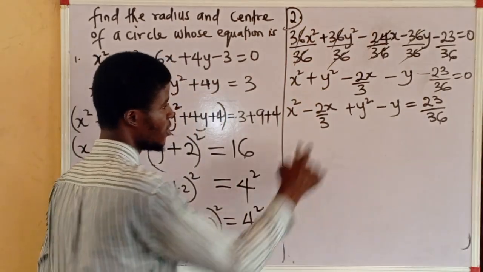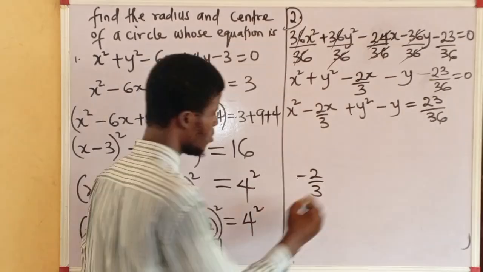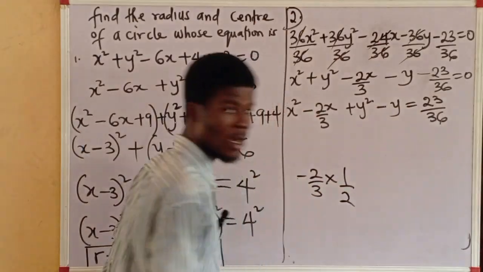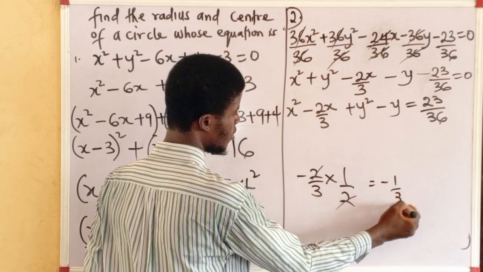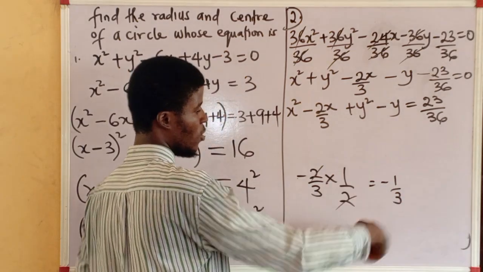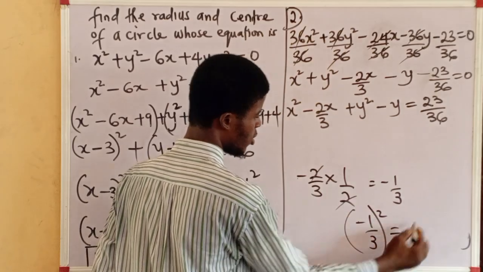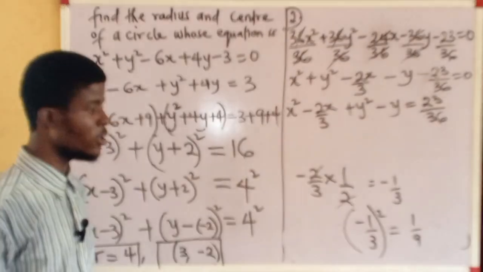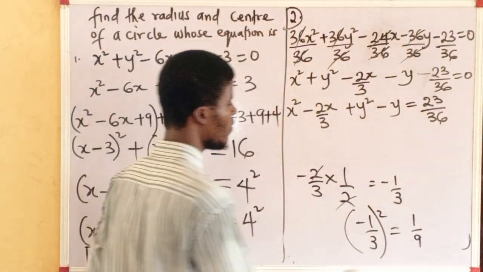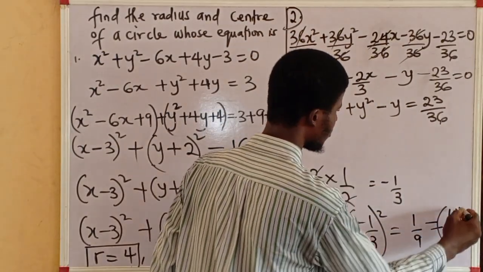The coefficient of x here is minus 2 over 3. Half of it will be when you divide it by 2, so 2 cancels 2, we have minus 1 over 3. So the square of this, minus 1 over 3 all squared, is equal to 1 over 9. So 1 over 9 is equivalent to 1 over 3 all squared as well.